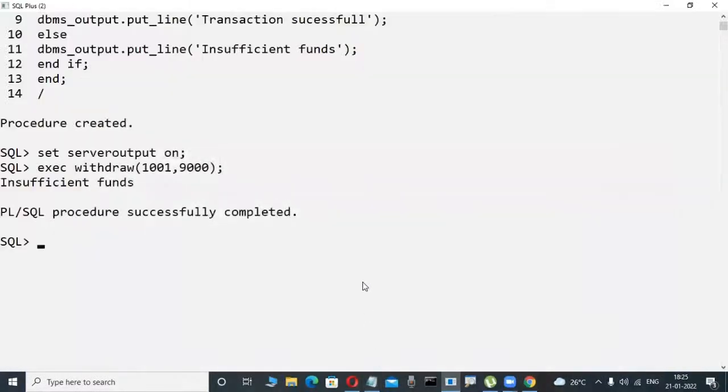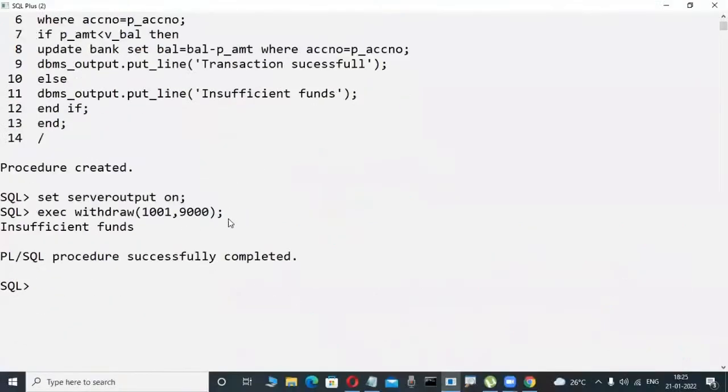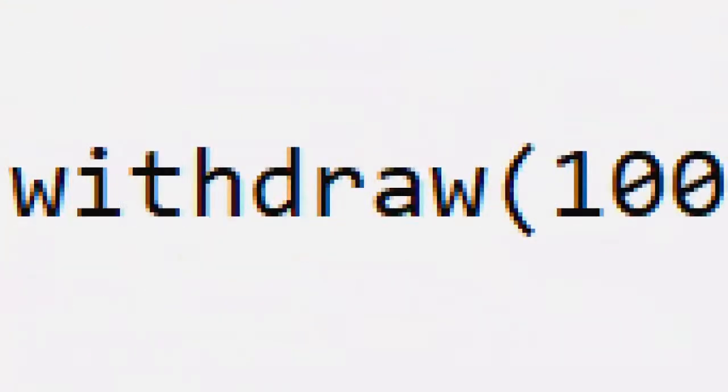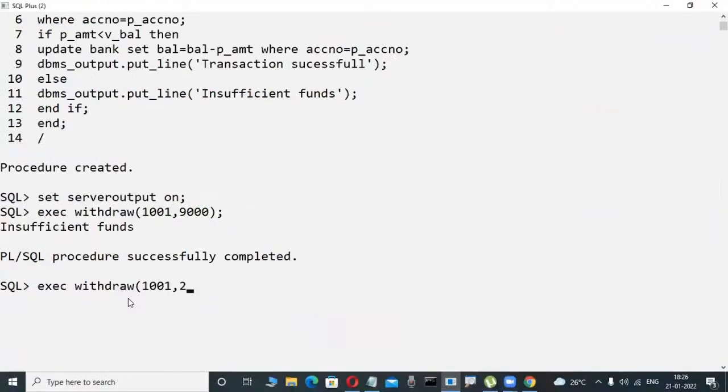Another case, like OTP validation, is the same thing. Now check it out. For example, in this case my balance is 3,000. Now I try to withdraw 2,000 rupees, for example. Observe here, 1001 is my account number. I try to execute withdraw again. Now I try to withdraw 2,000 rupees.